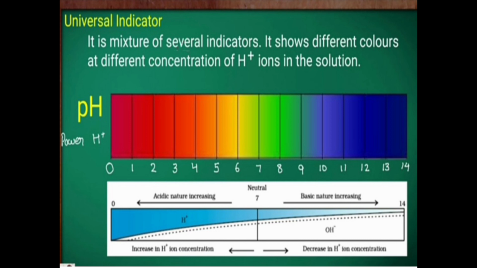Now, a scale for measuring hydrogen ion concentration in a solution is called the pH scale. As we can see here, the pH scale is given, and with the help of this we can measure the hydrogen ion concentration in a solution. The P in pH stands for potenz in German, which means power. P stands for power, and H is for hydrogen ion concentration, that is H plus ion.